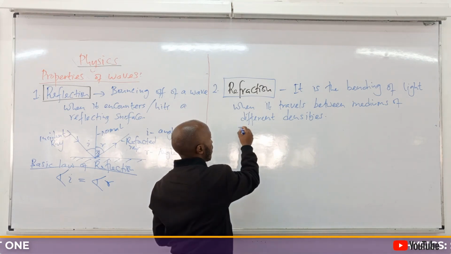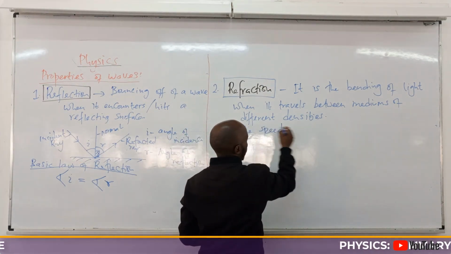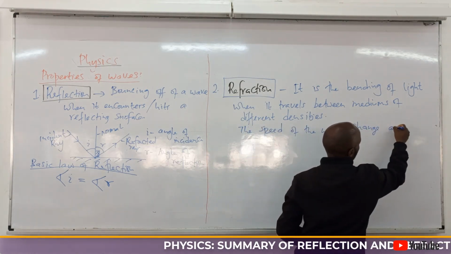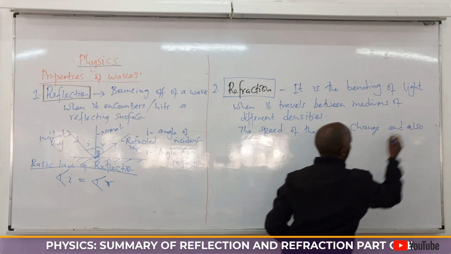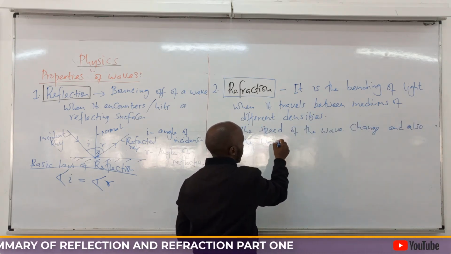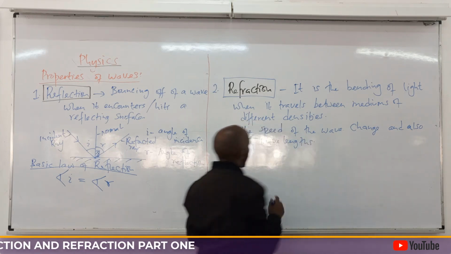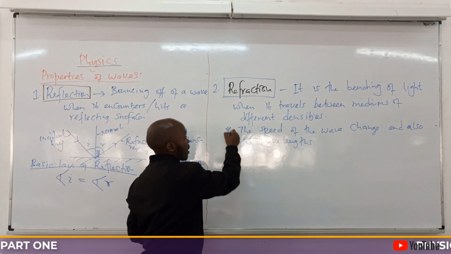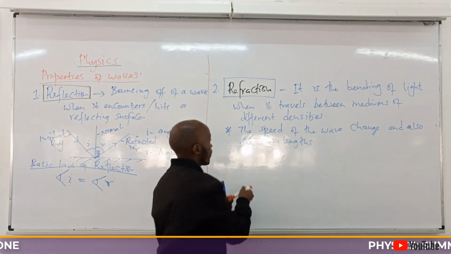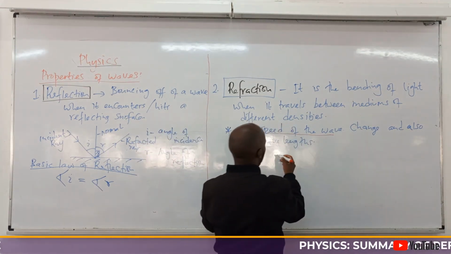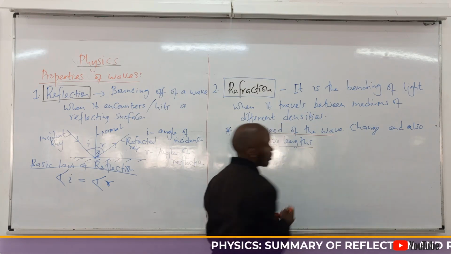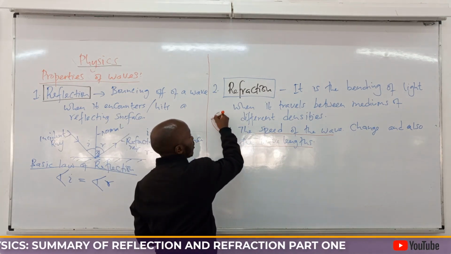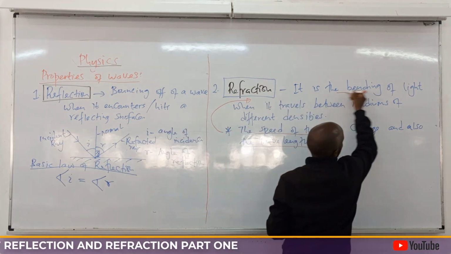And then we said the speed of the wave changes, and also what? And also the wavelength changes. So during refraction, two things happen. That is, the speed of the wave will change, and also the wavelength changes. Okay? And this is what causes the change of direction that we are calling the bending of light.